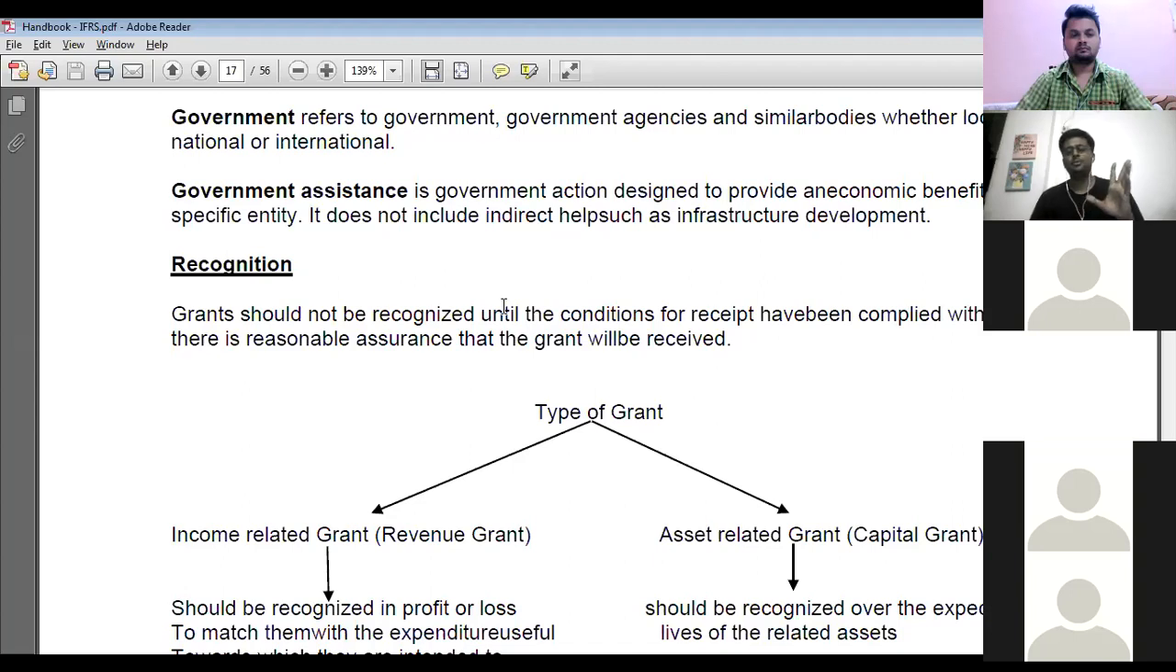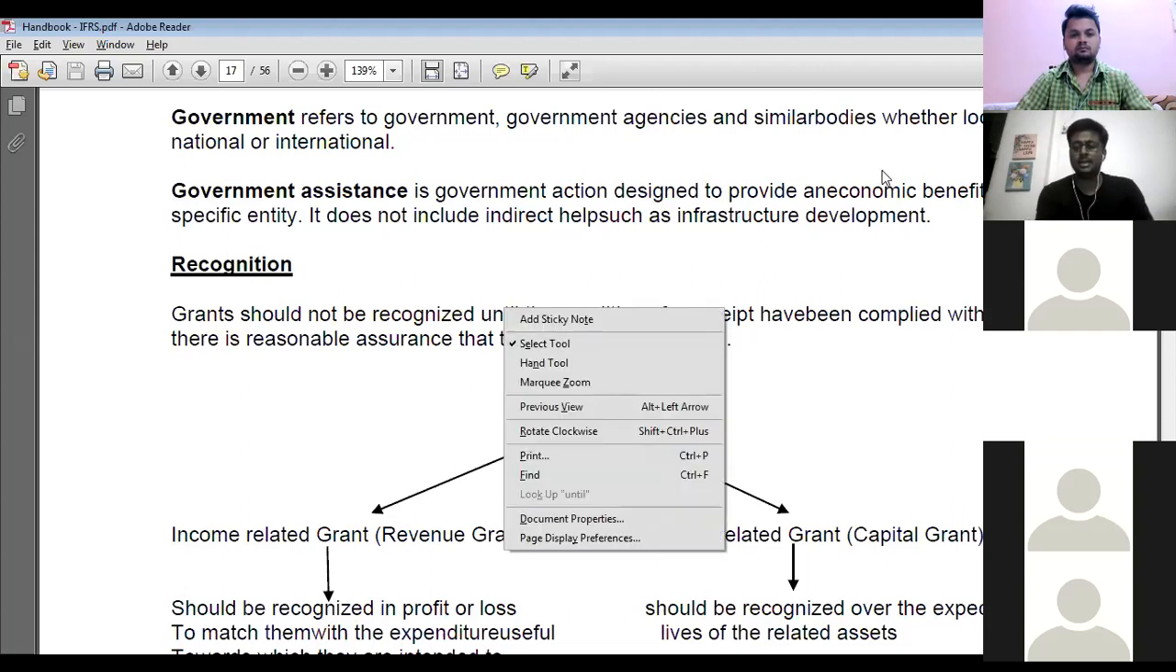Now here there are two types of grant. One is income grant, which can be said revenue grant. And second one is called asset related grant, or we can say a capital grant.